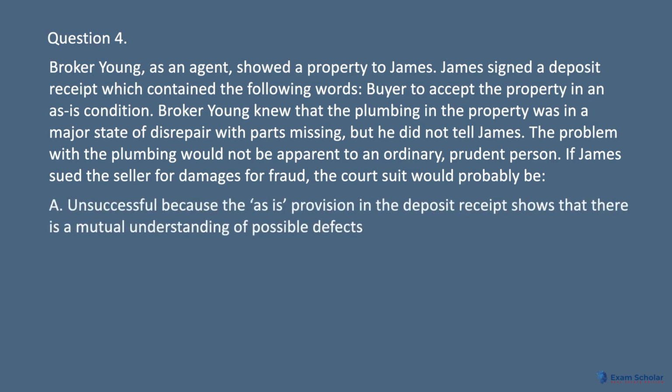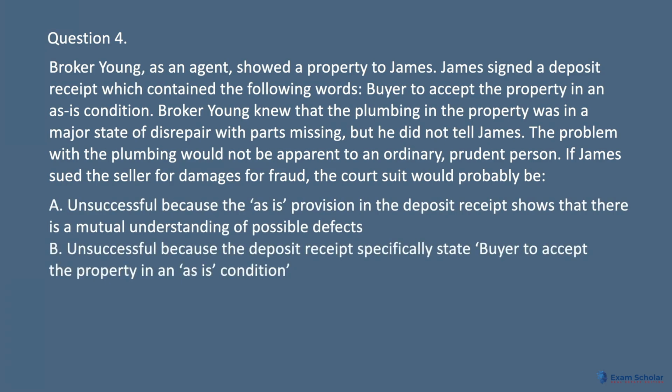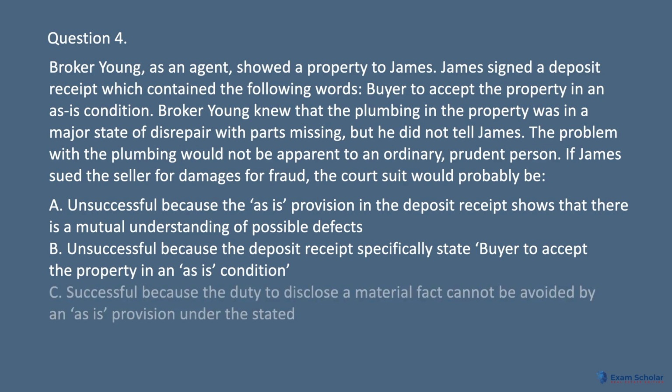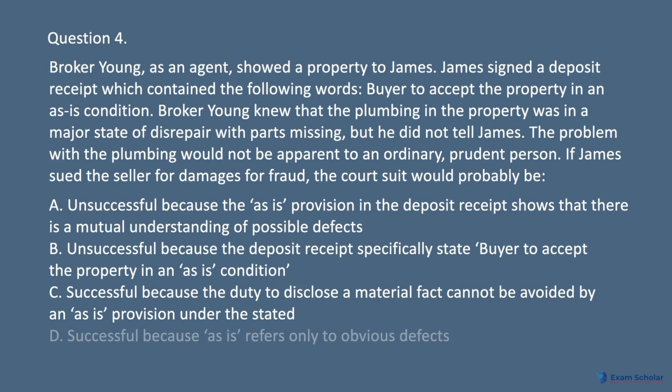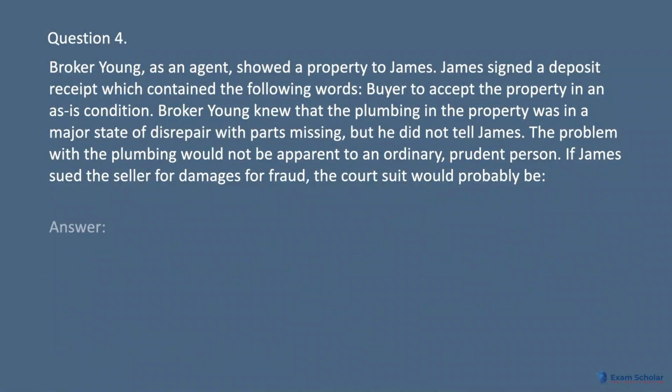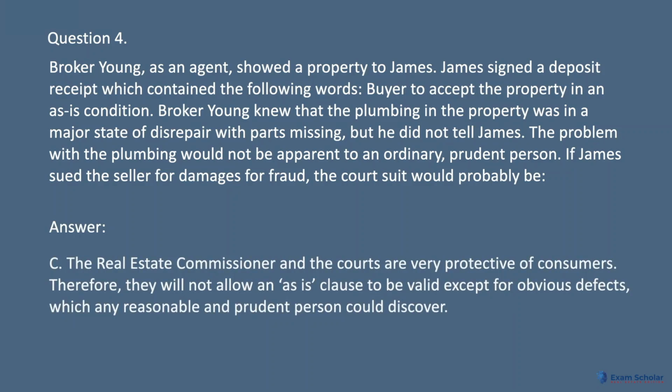A. Unsuccessful because the as-is provision in the deposit receipt shows that there is a mutual understanding of possible defects. B. Unsuccessful because the deposit receipt specifically states buyer to accept the property in an as-is condition. C. Successful because the duty to disclose a material fact cannot be avoided by an as-is provision under the stated circumstances. D. Successful because as-is refers only to obvious defects. Answer: C. The Real Estate Commissioner and the courts are very protective of consumers. Therefore, they will not allow an as-is clause to be valid except for obvious defects, which any reasonable and prudent person could discover.